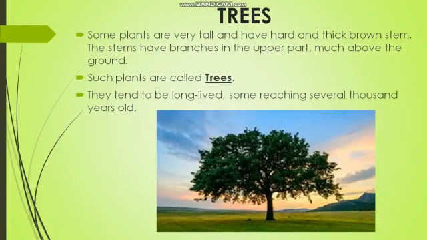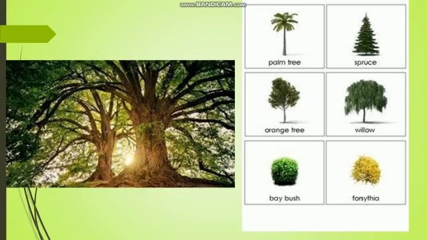Next, we see the third category is trees. So, the trees are very tall plants and have a very hard and thick brown stem, which is also known as trunk. The stems have branches in the upper part much above the ground. And also, as we all know, that trees tend to live longer than all the herbs and shrubs present. Also, they can reach up to several thousands years. So they can live thousands of years.